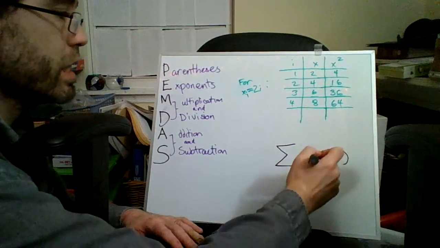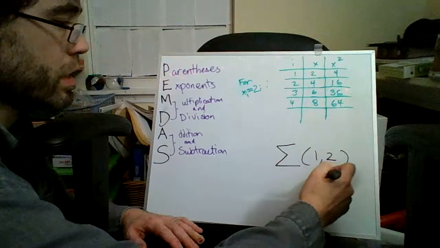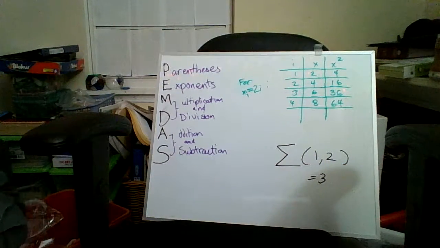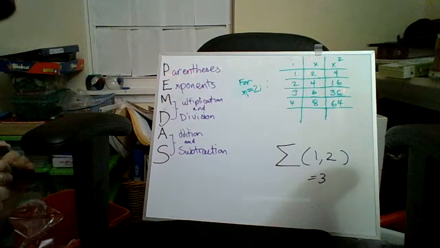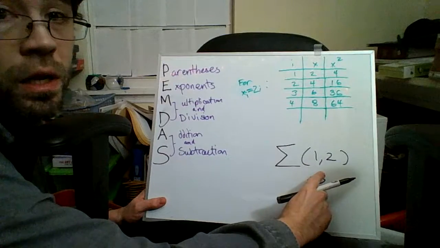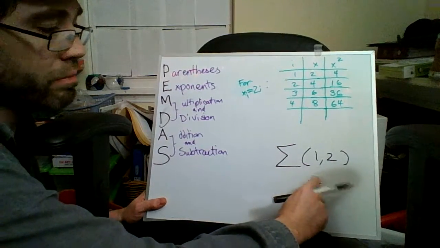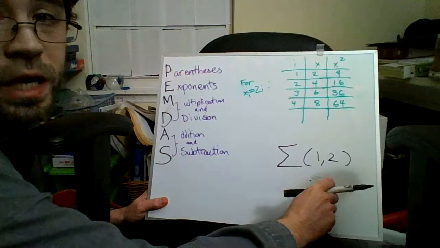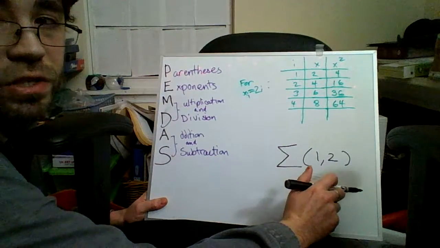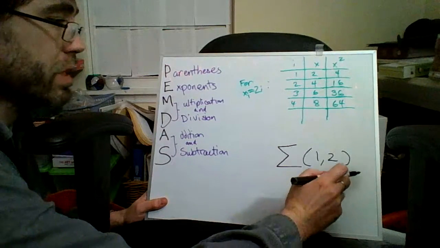So if we write sigma 1, 2, this equals 3. It's the sum of 1 and 2. This would not be very useful by itself, though. Where the notation becomes more useful is if you'd like to add a series of values together. For this, we need two additional pieces of notation.